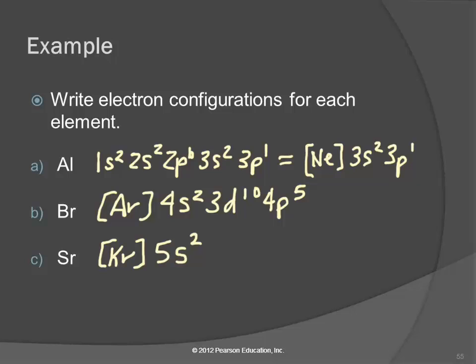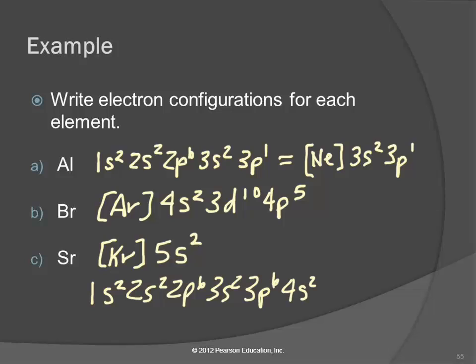I'm going to write this whole one out as well. 1s2, 2s2, 2p6, 3s2, 3p6, 4s2, 3d10, 4p6, 5s2. If you add all those superscripts up, they should add up to 38.